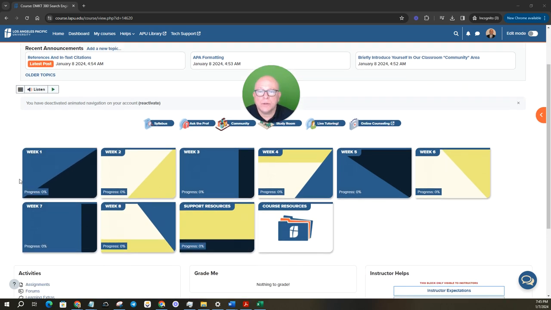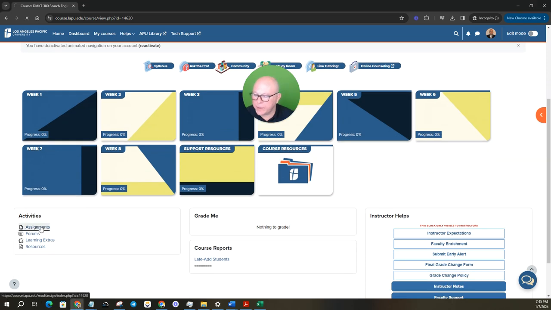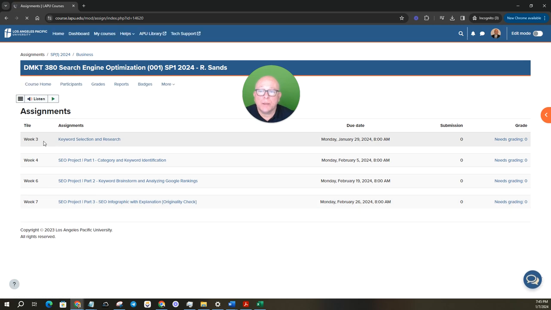Now scroll down and click on the assignments tab. For this class, we have four assignments. In week three, keyword search and research. Week four, SEO project part one, category and keyword identification. Week six, SEO project part two, keyword brainstorm and analyzing Google rankings. And then part three, in your second to last week, week seven, is the SEO infographic with explanations. Those are the four assignments due in class. I recommend that right away you take a look at the assignments and what's required so you know what's coming ahead of you. Let's go back to the course home.